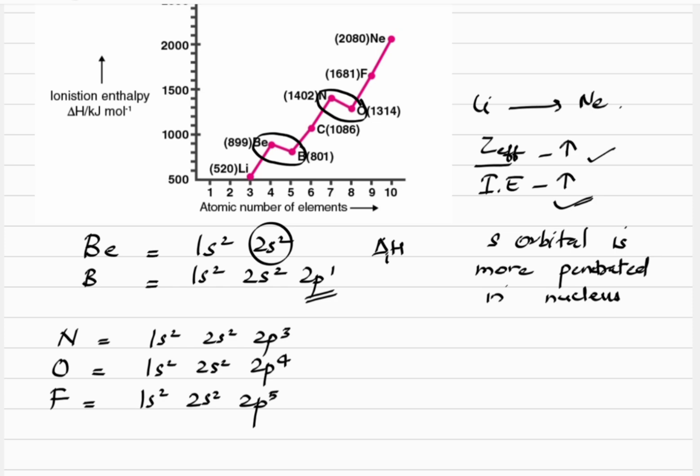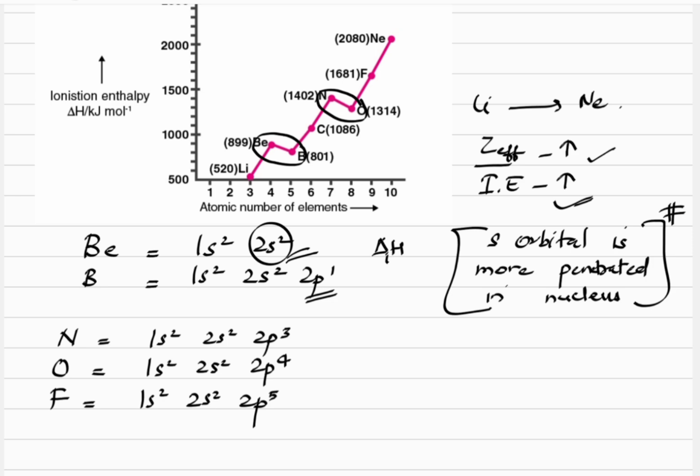So if it's closer to the nucleus, then that means the electron in it would be feeling more attraction towards the nucleus, will be more pulled towards the nucleus, then obviously it's going to be more difficult to remove such an electron, right? So removing electron from s orbital is always more difficult than removing electron from p orbital, okay, because s orbital is more penetrated in the nucleus.